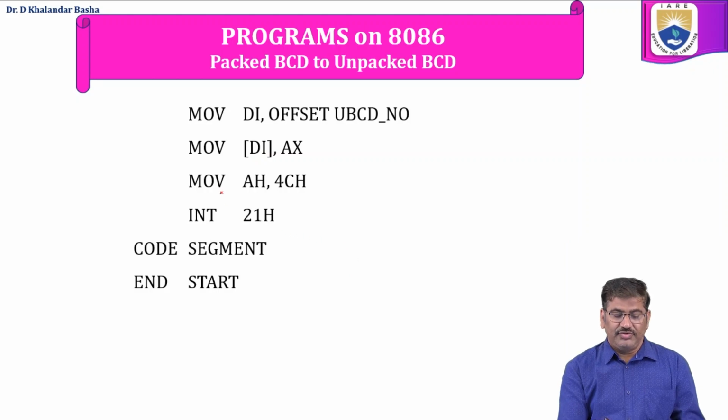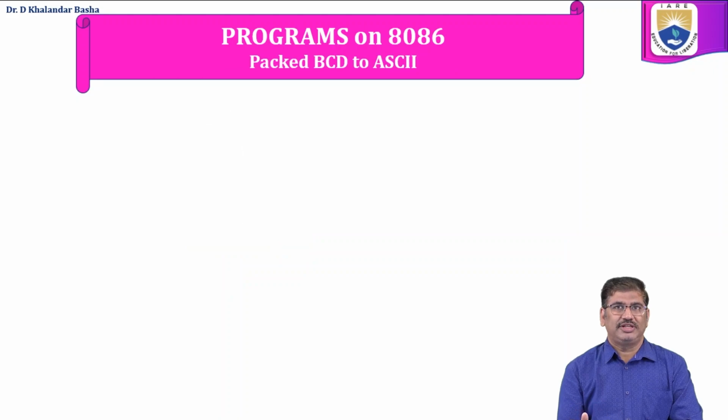To return to DOS, we are going to execute int 21h by calling the subroutine 4CH, which will be loaded into AH register. So move AH comma 4CH, int 21h. Now we can end the code segment by using the ends directive. As it is for a code segment, so code ends. To end the program, we will use end, where the program is started with the label start. This is the program for conversion of packed BCD number into unpacked BCD.